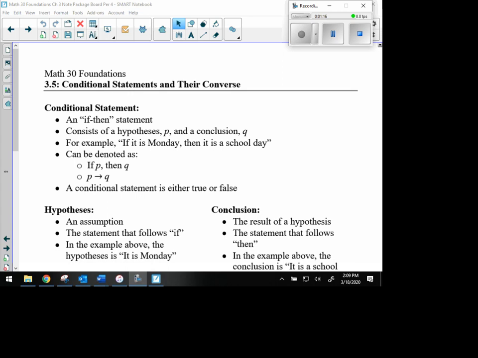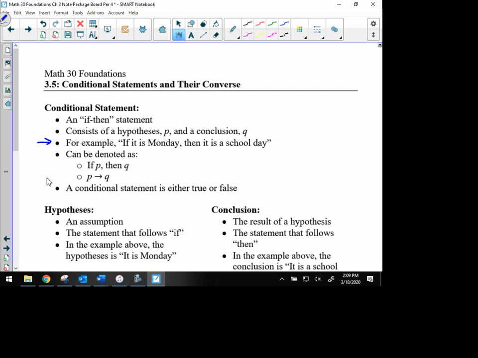So to start off here, conditional statements. We're going to talk about conditional statements to begin. When you think about a condition, it involves that idea of an if. So a conditional statement is an if-then statement. And so we see the example right here. There's an if and a then. So if it is Monday, then it is a school day. And in these times, some of these Mondays won't technically be school days, but you get the idea.